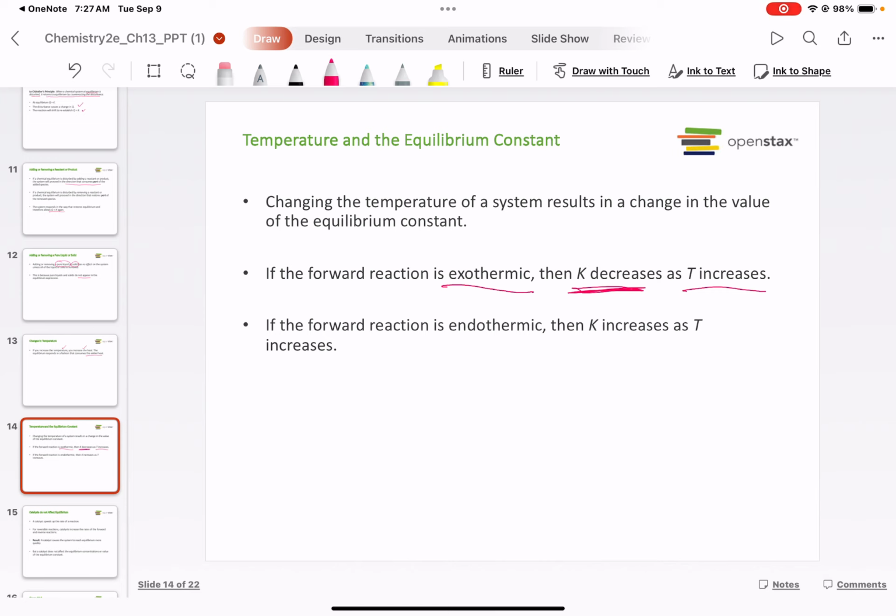If the forward reaction, forward meaning making product, is endothermic, meaning heat is needed, then obviously it makes sense. If we increase the temperature, you add more heat, and then it's going to go towards the right. So K will be higher.